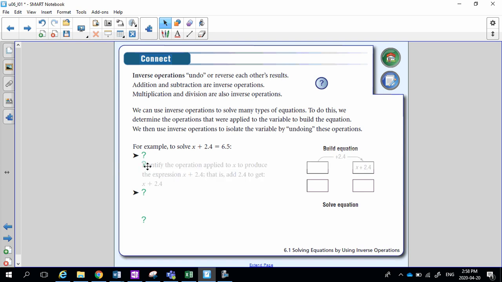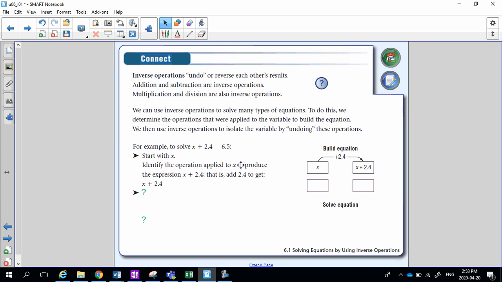But sometimes it's a different letter. It can be a different variable. In this case, we're going to do x. So here we have x plus 2.4 equals 6.5. Okay, so what does that mean? It means we took x, we don't know what that is, we added 2.4, and then we end up with 6.5.